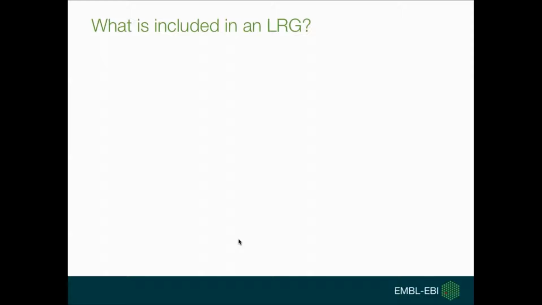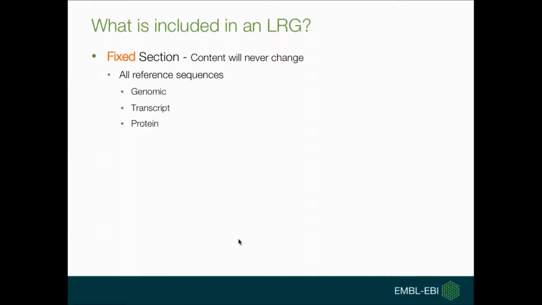Moving on to the next section, what is included in an LRG record? The LRG is organized in 3 different sections. The first section, the fixed section, as its name implies, is the section that will not change. It's stable. The content of it will never change, and it includes all the reference sequences for reporting.